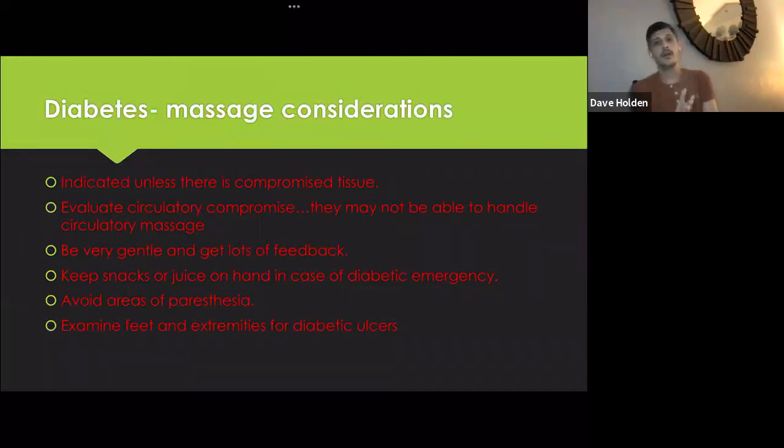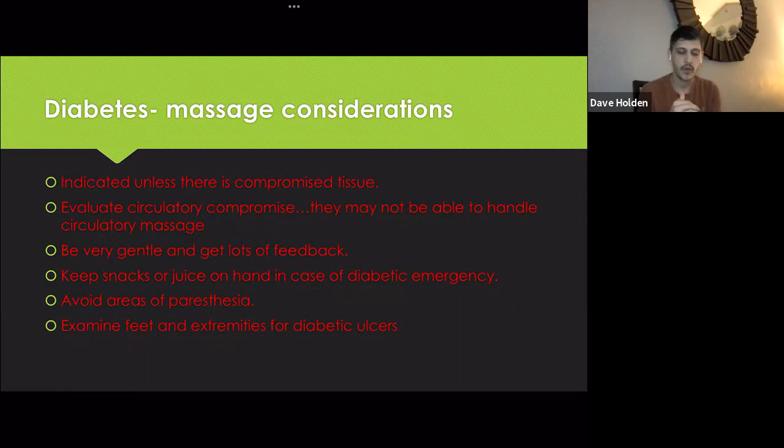Okay. So for massage therapists, diabetes is indicated for massage, unless there's compromised tissue, which means they may not be able to handle circulatory massage. Compromised tissue could mean if they have sores on their feet, we avoid the feet, but we can still massage the rest of the body. You want to tend on the gentle side rather than on the firm pressure side. Get lots of feedback. And if you know you have clients who have diabetes, it's usually a good idea to keep just some snacks or some little candies or something like that on hand, in case they get low blood sugar, you can give them something.